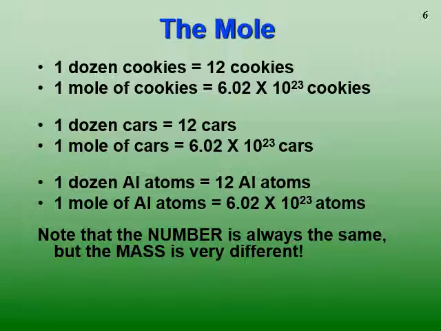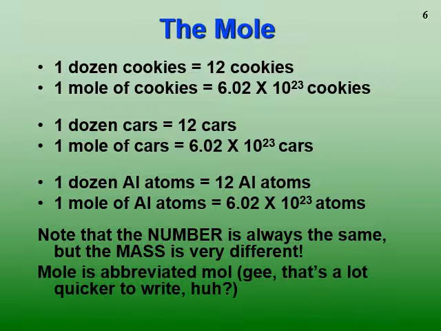However, a mole of cookies would be quite heavy. You'd be looking at about 300 billion kilograms. Whereas a mole of aluminium atoms would be, off the top of my head, about 26 grams. So the mass is very different, although the numbers are the same. The mole is abbreviated to mol, and that's a little bit easier to write than 6 times 10 to the 23.